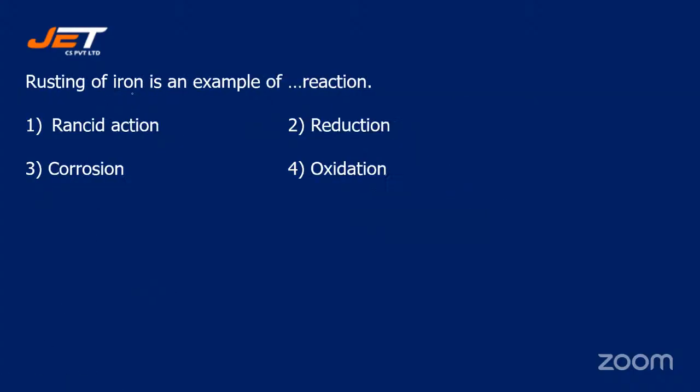Next question. Rusting of iron is an example of dash reaction. Which type of reaction causes rusting of iron? First one, rancid action. Second one, reduction. Third option is corrosion. Fourth option is oxidation. Which is the right option? So, why is rusting of iron taking place? Srutasya has mentioned it as option 4. Rusting of iron is nothing but oxidation of iron.